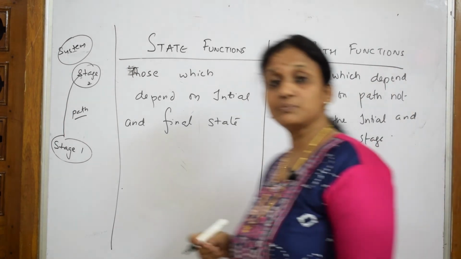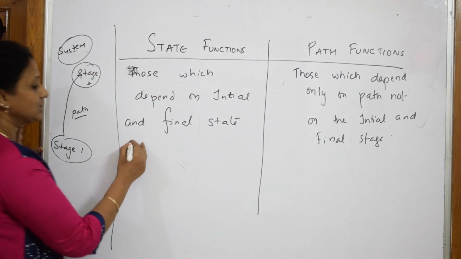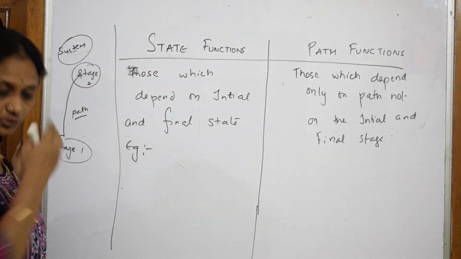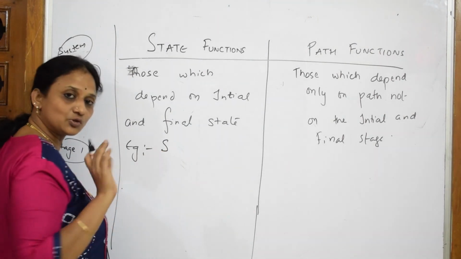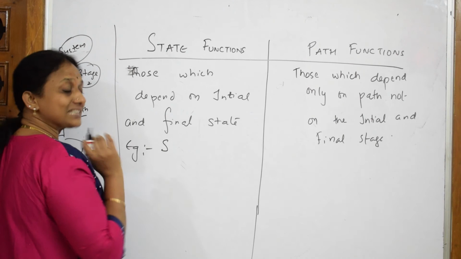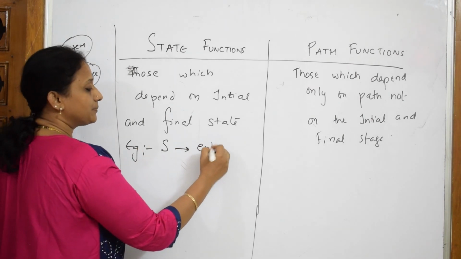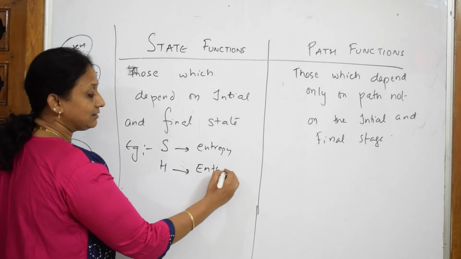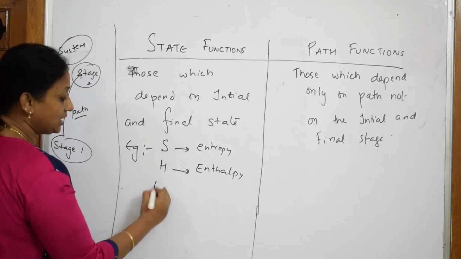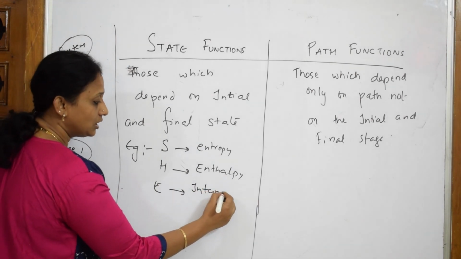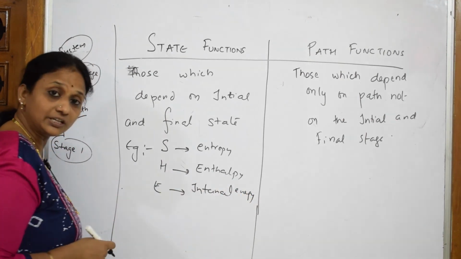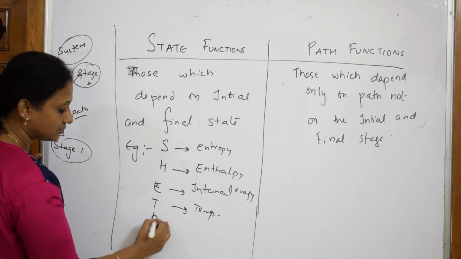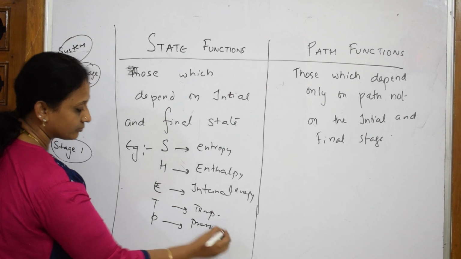Remember. Now what are the examples of state functions? First I've given you the nomenclature, the different terms I will be using. The first important one is S. Try to learn the nomenclature. What is S here? S is entropy. It is a state function. Next, H. H is enthalpy, which is a state function. E, internal energy, which I told you, is already given in the nomenclature. T, temperature. P, pressure.